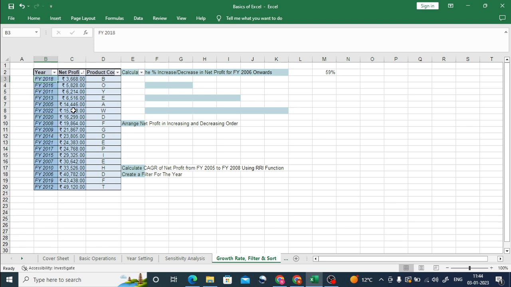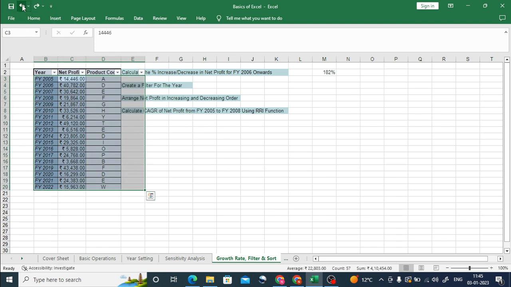That means the lowest profit was made in financial year 2018. Then the next amount of net profit, which is 5,828 rupees, was made in the financial year 2016 and so on. Even the product codes have got sorted, right? So this is how we can put it in increasing order. The same way we can put it in decreasing order as well.